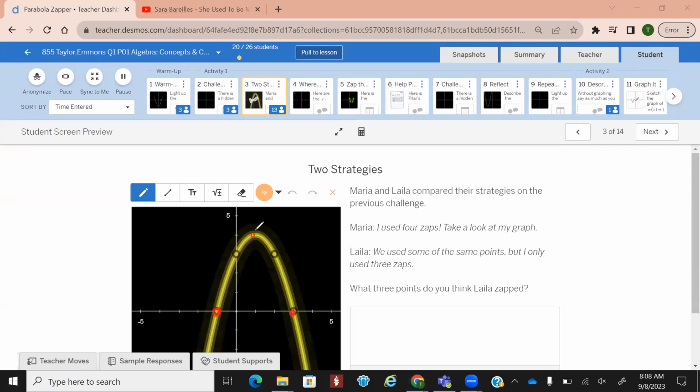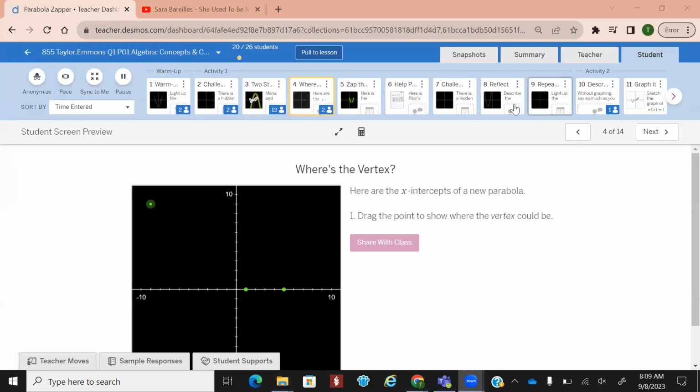And then why do you say 1, 4? What is that called? Ah, there it is. The vertex and the x-intercept. You're typing that in. Where's the vertex? Here are the x-intercepts of a new parabola. Drag the points to show where the vertex could be.